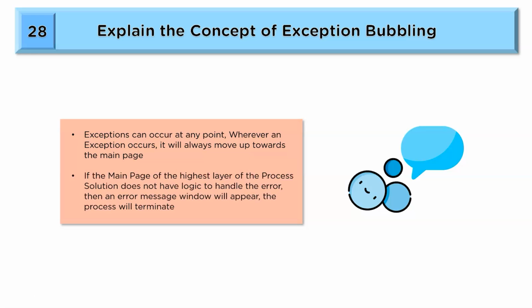If the main page of the highest layer of the process solution does not have logic to handle the error, then an error message window will appear when running in Process Studio. If the same error occurs when running a process in control room, the process will terminate.